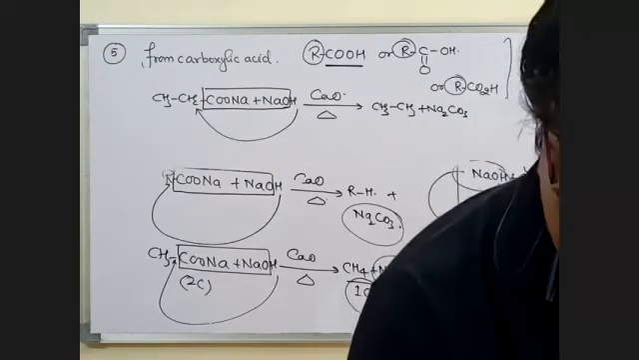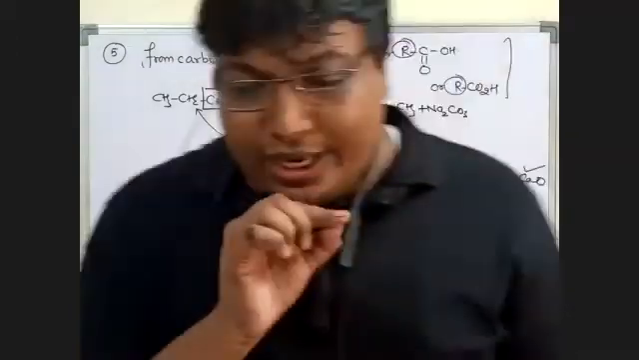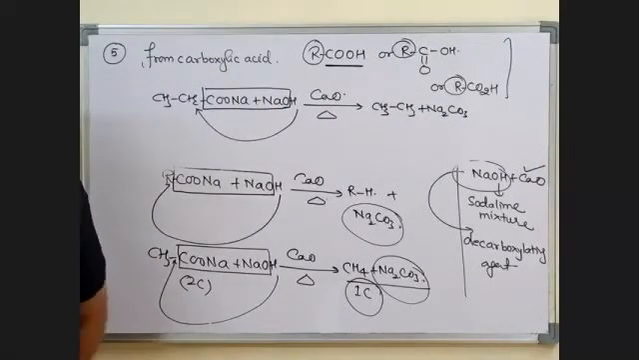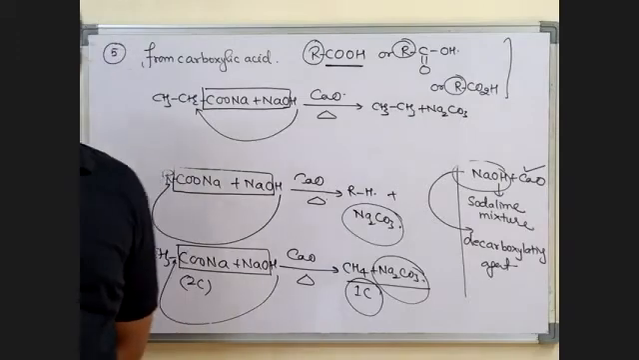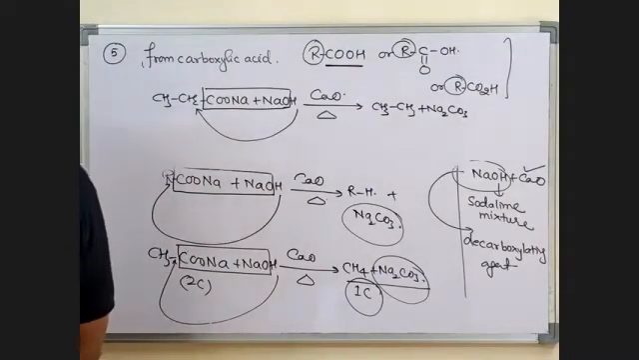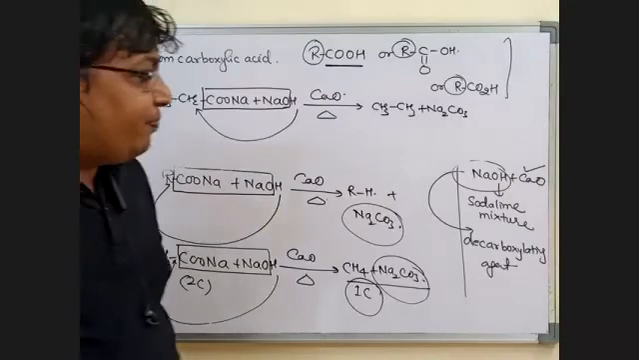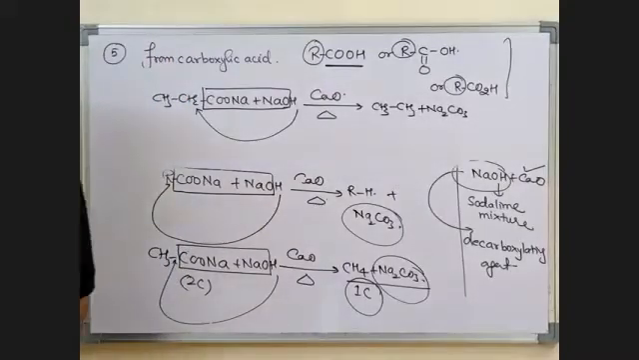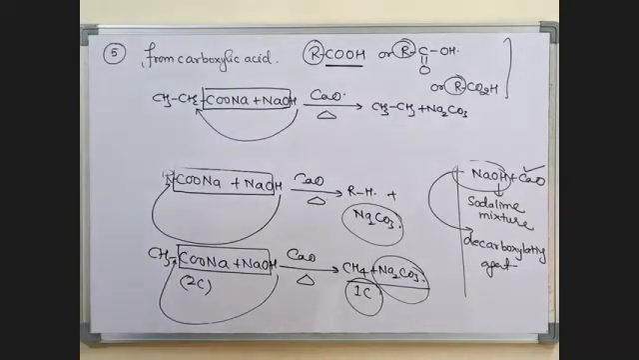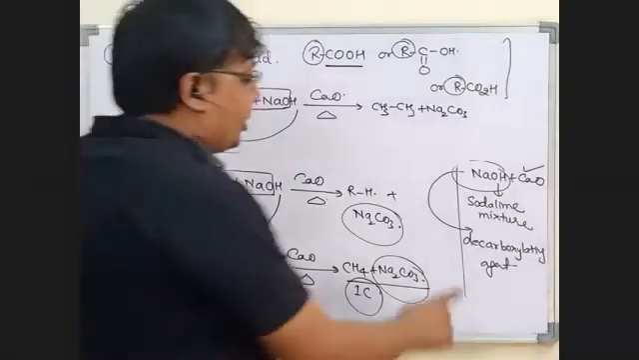Clear, students? So first of all, you underline this point. In this reaction, the product is always 1 carbon less than the sodium salt of the acid. Is that clear? Now, in this reaction we use soda lime mixture. Soda lime mixture is the composition of NaOH plus CaO. This is the decarboxylating agent.